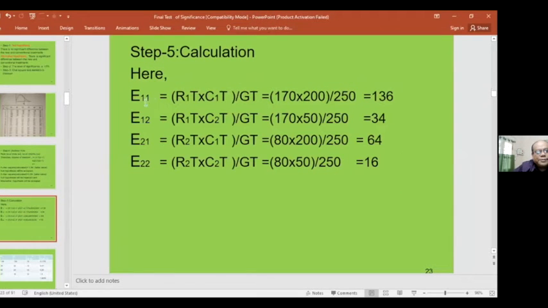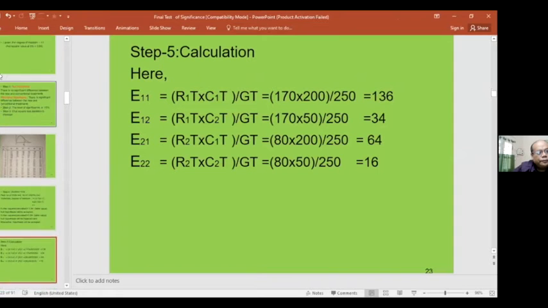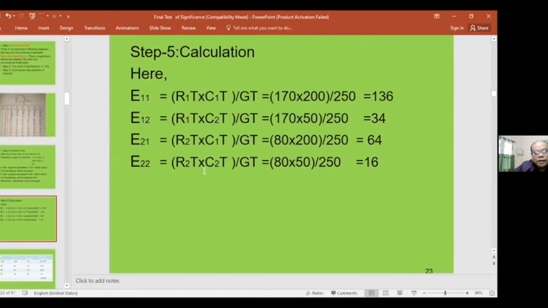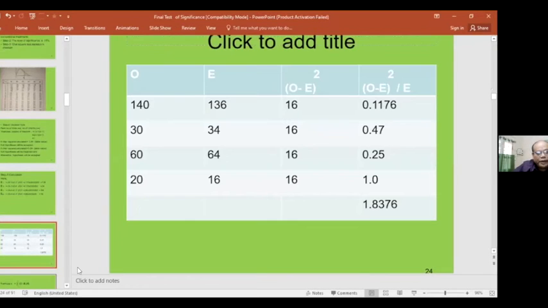Expected for first row, first column: row 1 total, column 1 total divided by grand total. So 136 is expected. Then row number 1, column 2 is this one, 30. For this, you have to find 170 into 50 by 250, which is 34. Likewise, you calculate expected, then you make a table.